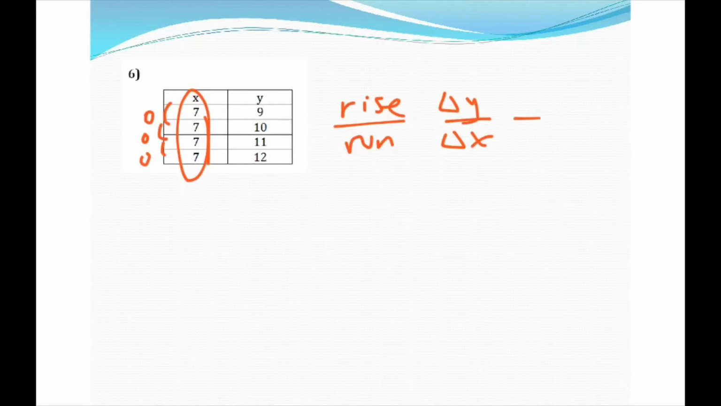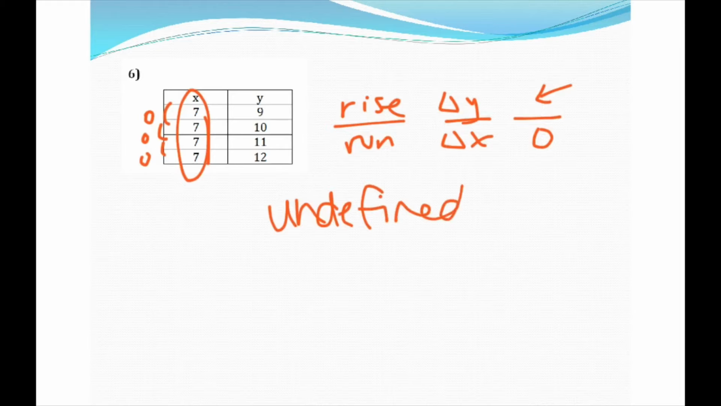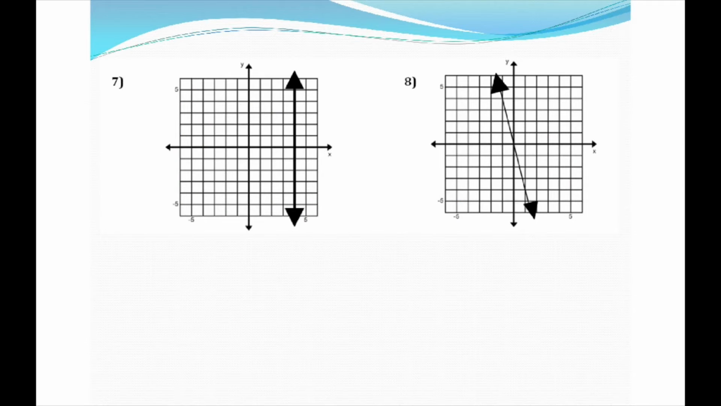Number 6, notice that all of the x's are the same. The change from the x's is 0. And so since you're putting your rise over the run, or the change in y over the change in x, since the change in x is 0, it doesn't really matter what's on top here. This is undefined. Your x is not changing. And again, if you think about it as a graph, if you go 7, 9, 7, 10, 7, 11, 7, 12, it's making a vertical line. Okay, number 7, here we go with a vertical line again. That slope, undefined.